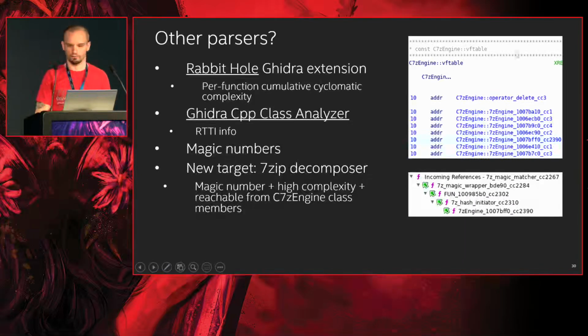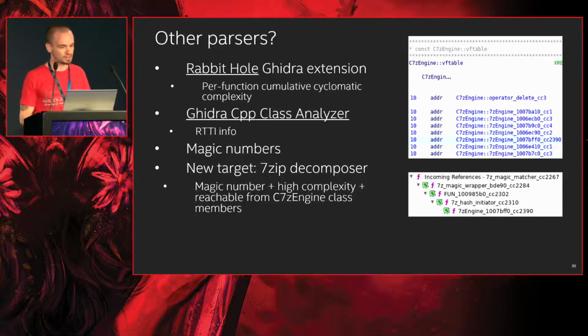So here we can, for example, see that this is a virtual function table where this particular one has a much larger cumulative cyclomatic complexity than all the other ones. So that would be a nice target for our fuzzing. This combined with the RTTI information, which is fortunately present in these files, we can really easily select these parts. So our new target became the 7-zip decomposer.